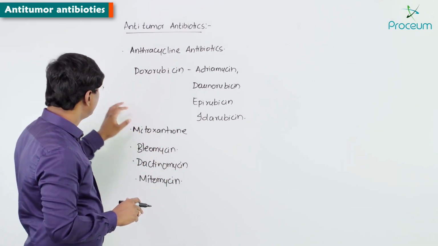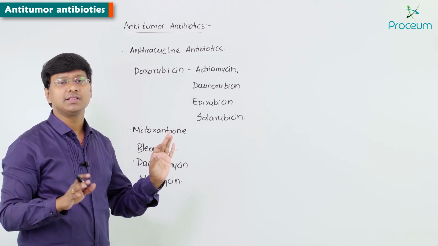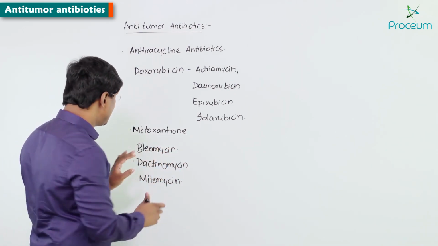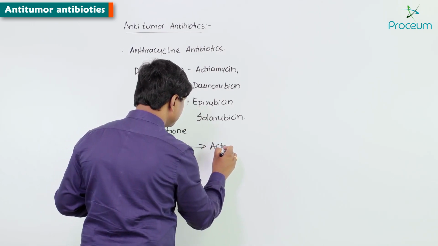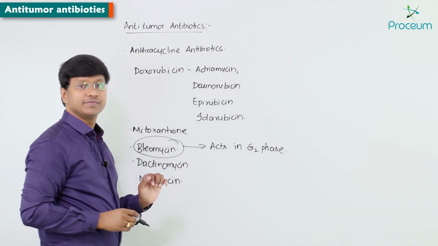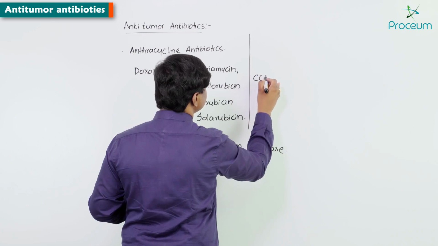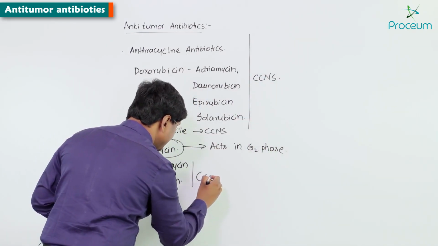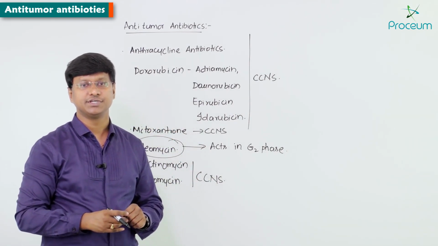So these are your anti-tumor antibiotics. Now remember, except bleomycin, all the drugs are cell cycle non-specific drugs, whereas bleomycin acts in the G2 phase of the cell cycle. All other drugs are cell cycle non-specific, except your bleomycin, and this will be asked as a multiple choice question.